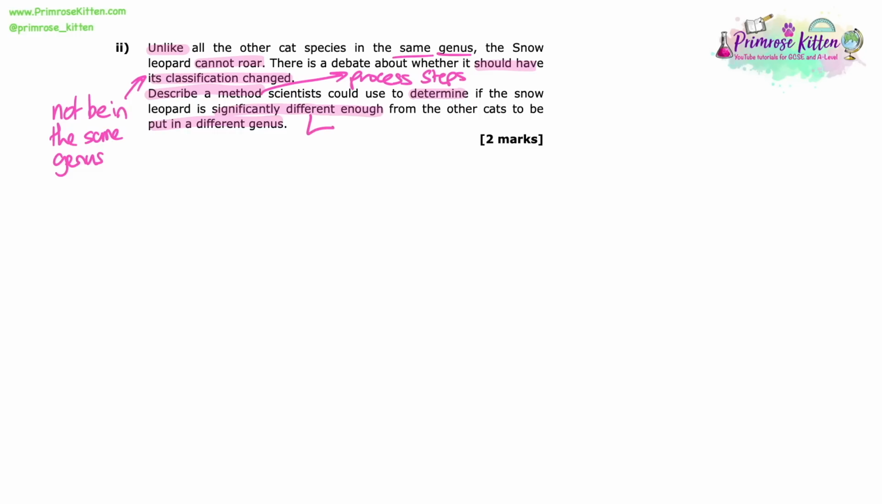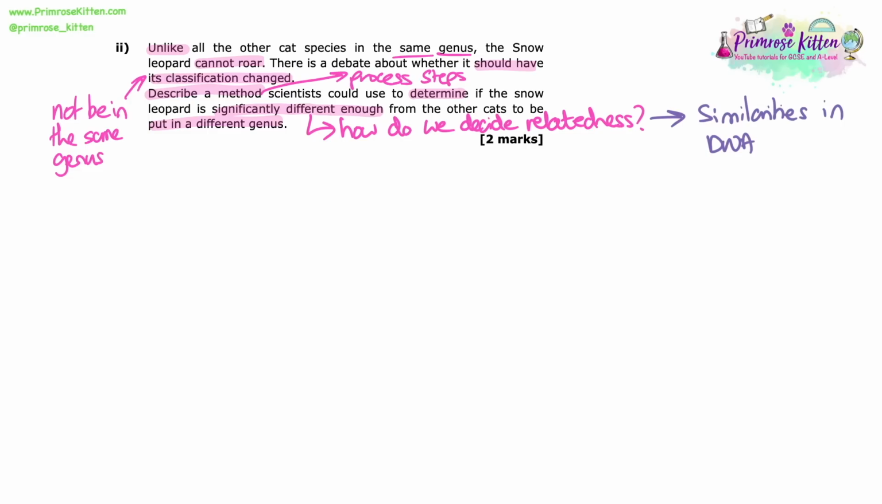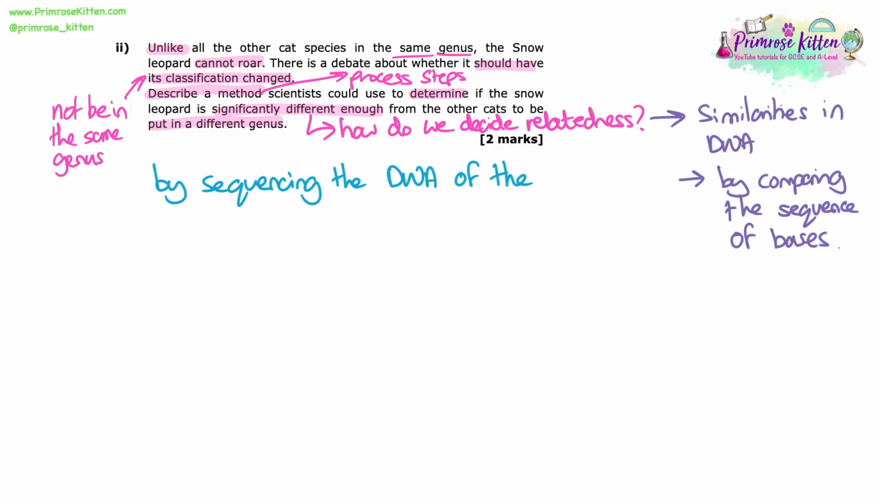So when it asks to describe a method, it's talking about what are the steps in the process and how would we be able to tell or decide if something is significantly different in terms of relatedness from other organisms. So normally we compare and talk about similarities in their DNA. That's how we make these phylogenetic trees. And how do we look for differences or similarities? We compare the base sequences. So we need to sequence the DNA of the cats in the genus, so all the cat species in the genus, and the snow leopard as well.